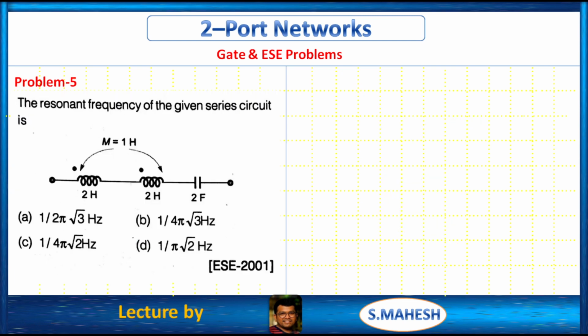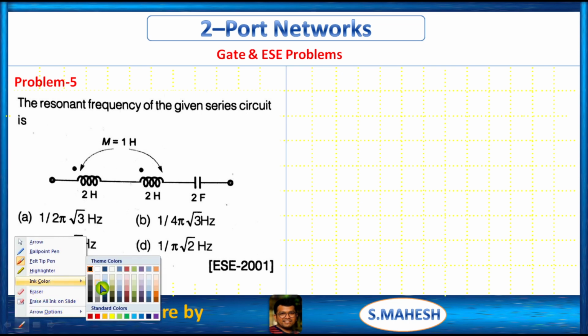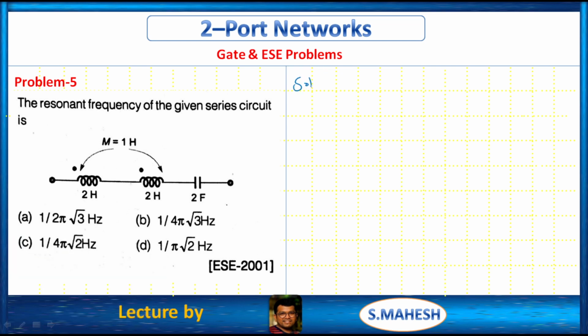Next problem. The resonant frequency of the given series circuit. We know that Fr equals 1 by 2 pi root LC. Given that all answers are in Henrys only, therefore we can use this formula. Fr equals 1 by 2 pi root LC.